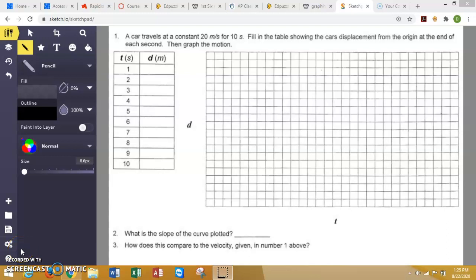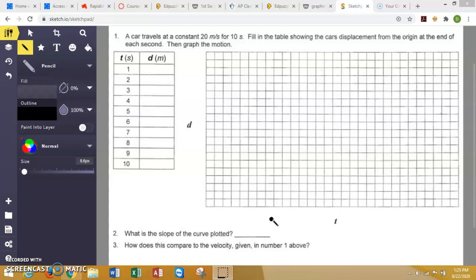Hey guys, I want to look at an example of a constant velocity graph. We're talking about graphing constant motion, so we're going to be talking about constant velocity. So here's a problem. They give us a little data table, and here's our graph paper. The car travels at a constant 20 meters per second for 10 seconds, and you're supposed to fill in the table showing the car's displacement as a function of its time.